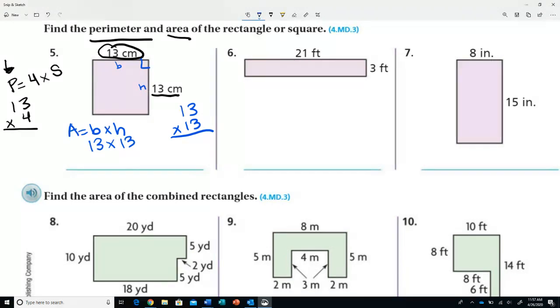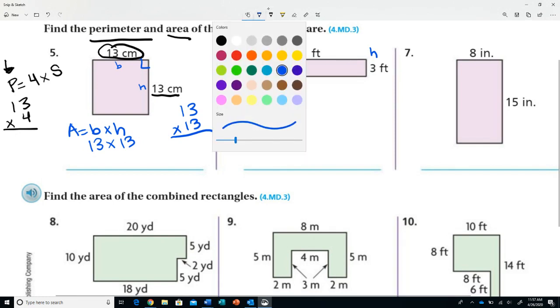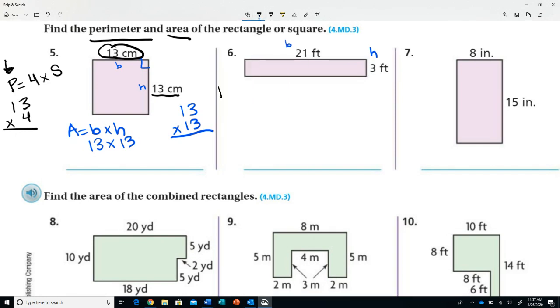Although this is a rectangle now, I'm going to consider the 21 my base and the 3 my height. I do want to try to stay consistent with colors, so I'm going to be doing perimeter in black and area in blue. So perimeter here is going to be 2 times 21. I'm going to use the formula. So I have 21 top and bottom. So if this is 21 up top, it has to be 21 on the bottom, or we don't have a rectangle. Same thing with the height.